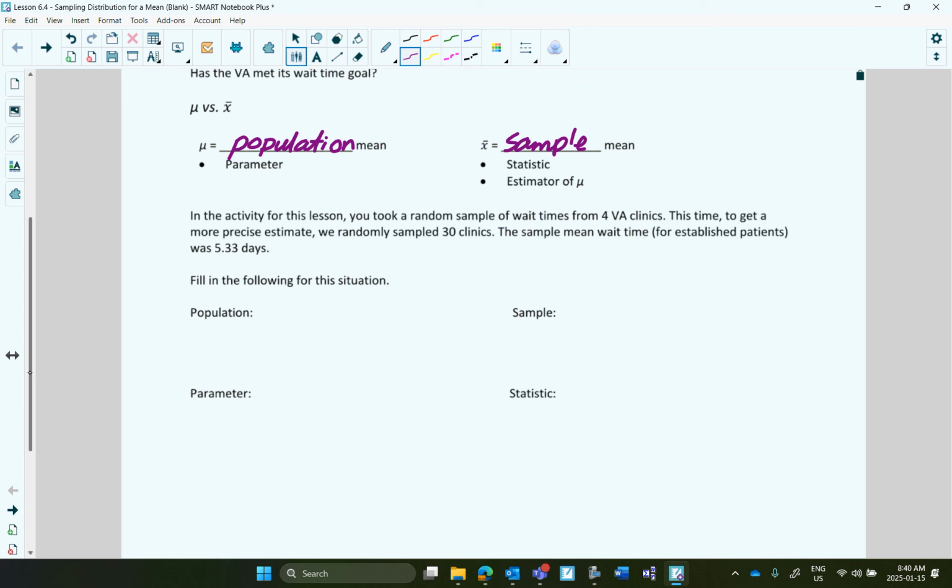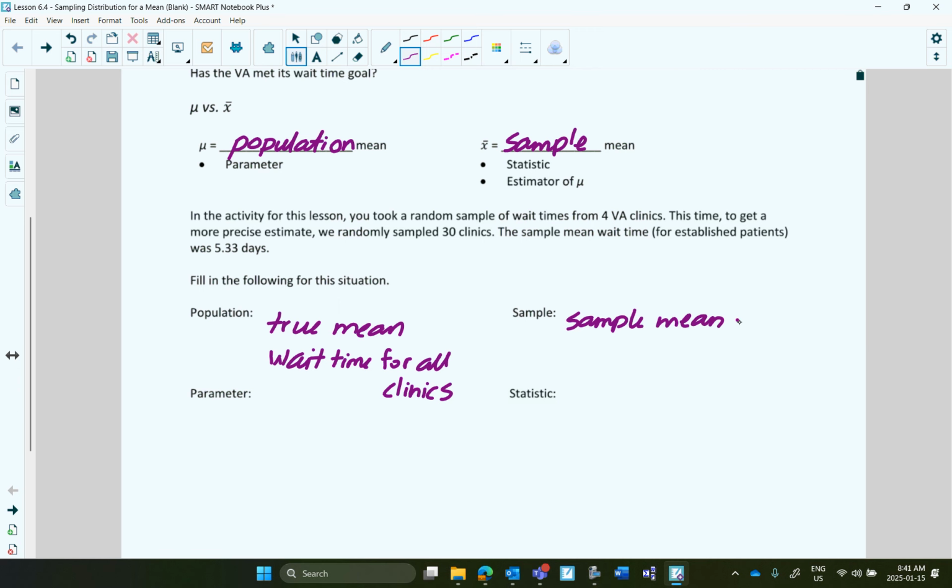So the population in this situation is the true mean wait time for all clinics. Whereas the sample we took, its measure is the sample mean of 30 clinics.